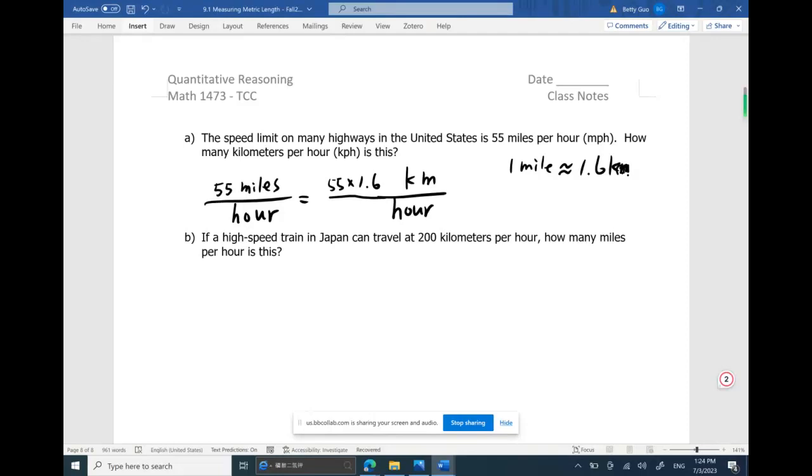Using my method, you can quickly convert between units, and you don't have to use fractions. All right, so the number is 88. If you travel in a country and the speed limit is 88 kilometers per hour, do not mistake that as 88 miles per hour and put yourself in danger. All right, so that's part A.